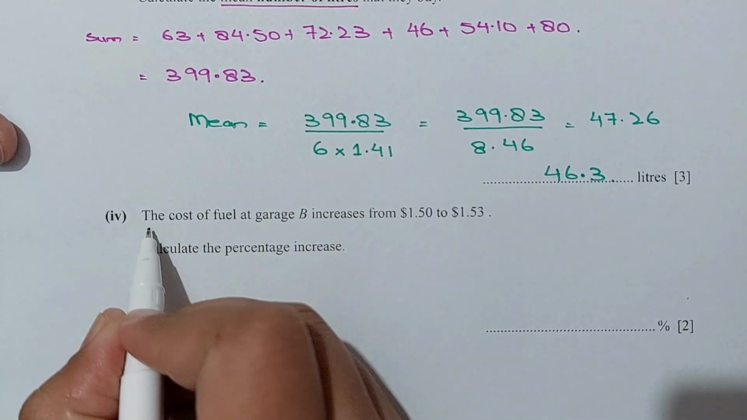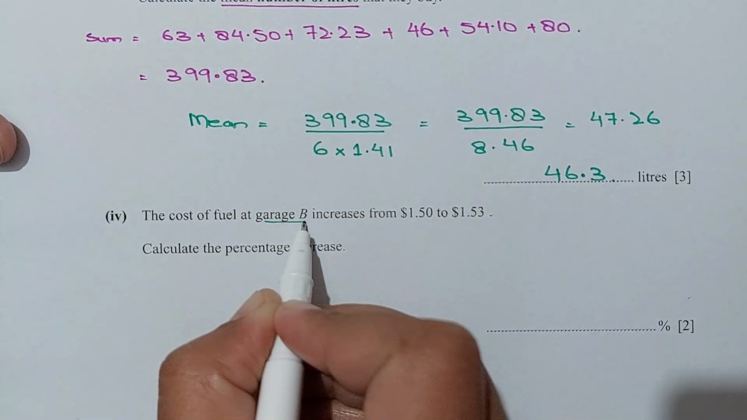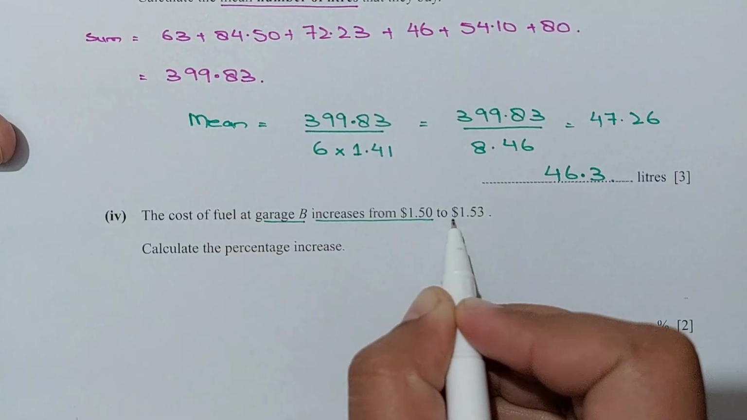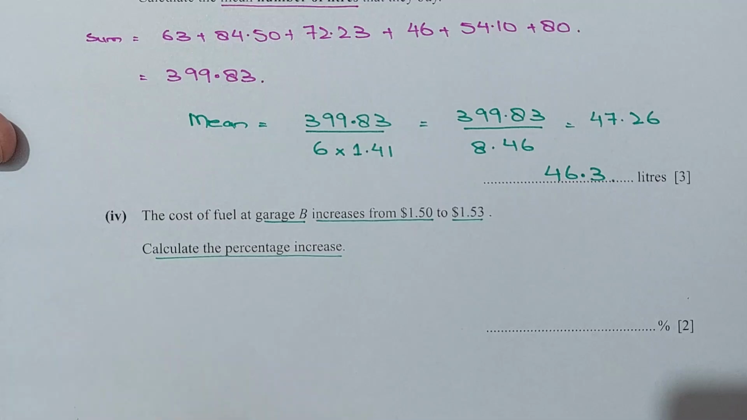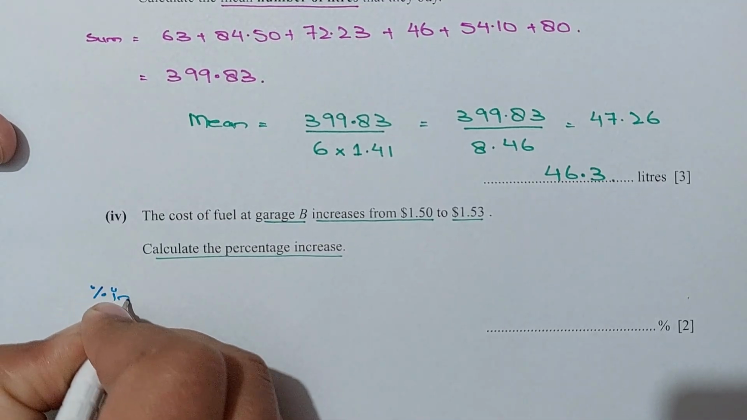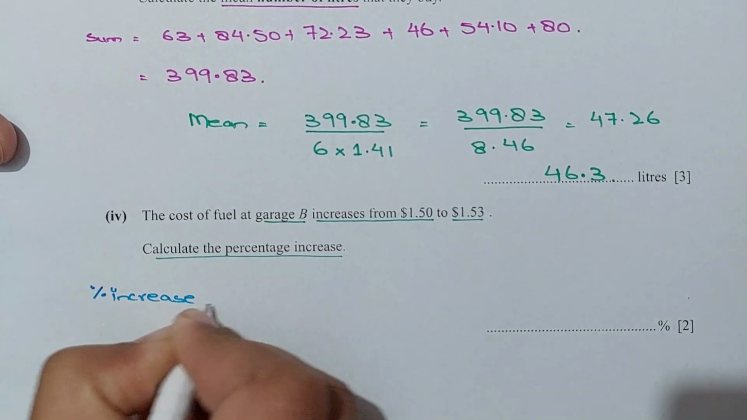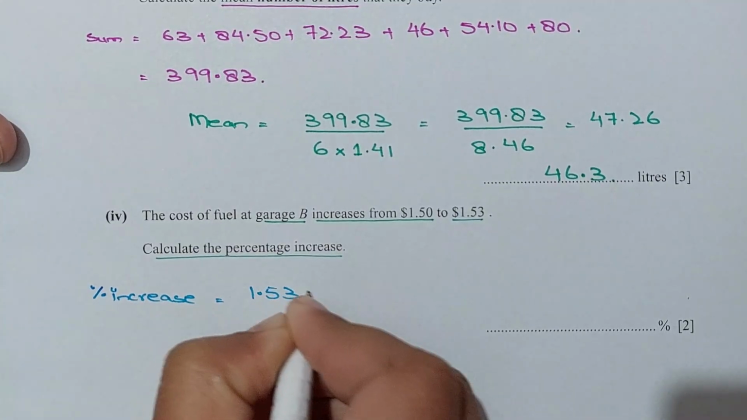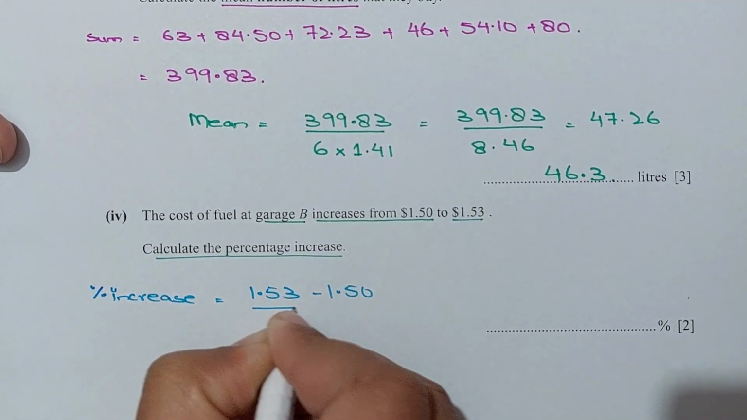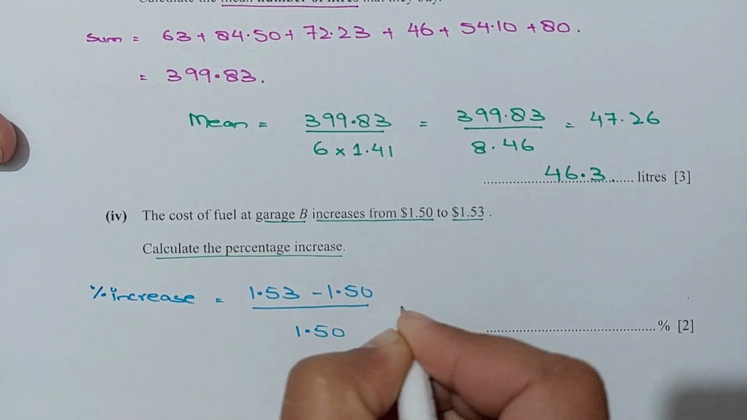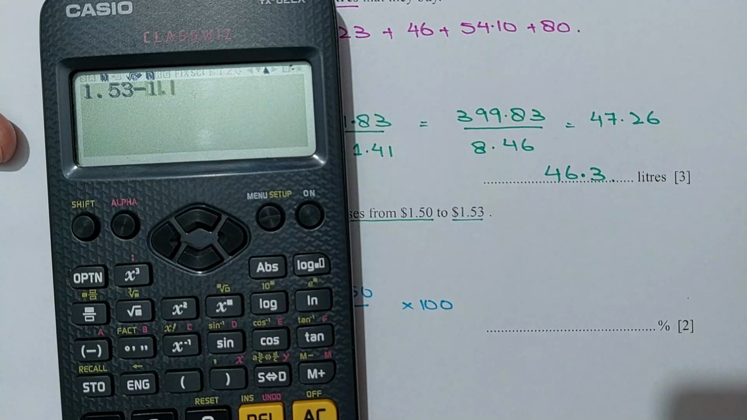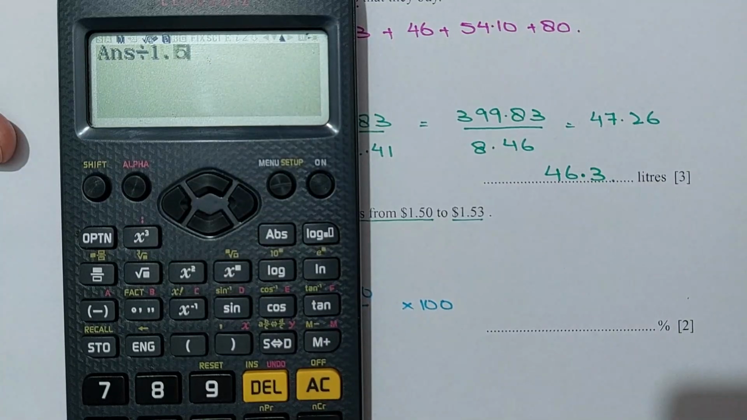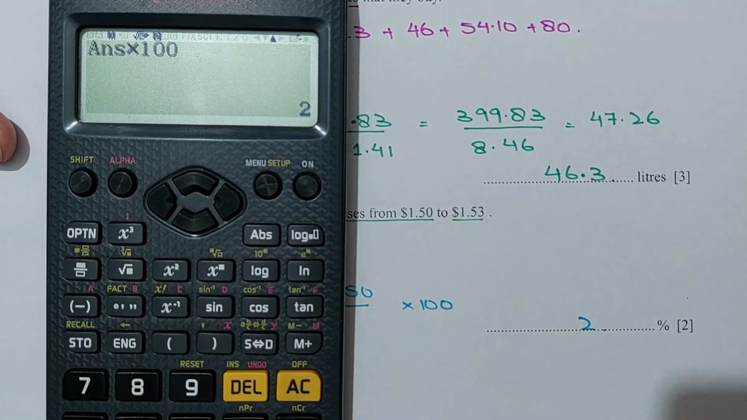Now for the fourth part, the cost of fuel at garage B increases from 1.50 to 1.53. Calculate the percentage increase. All right, it's pretty simple. So for the percentage increase, first we have to find how much is the increase. From 1.53 subtract 1.50, divided by the original price, which was 1.50, and times it by 100. This is 2% is the increase.